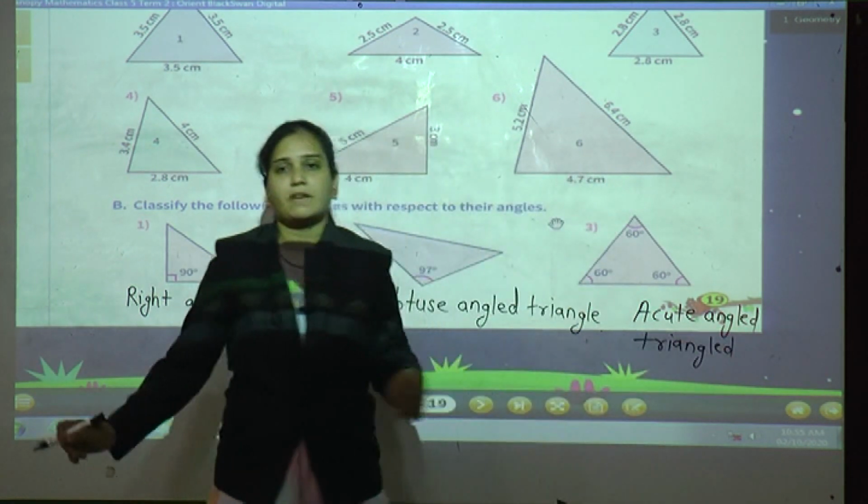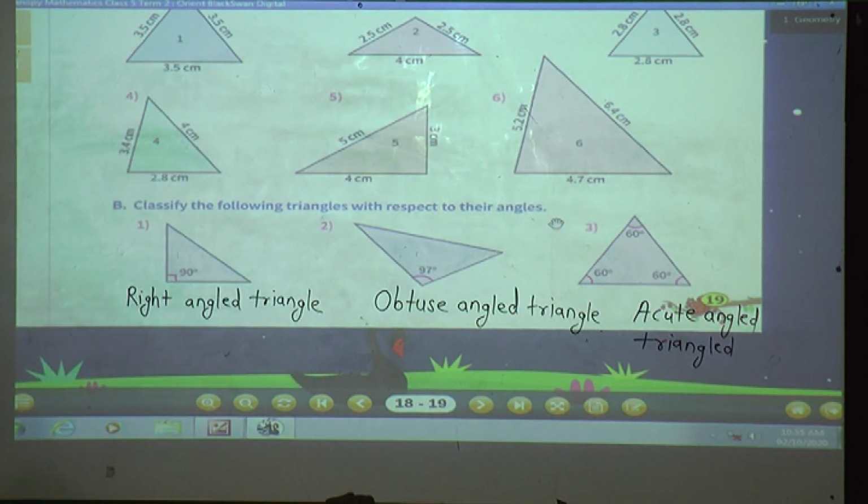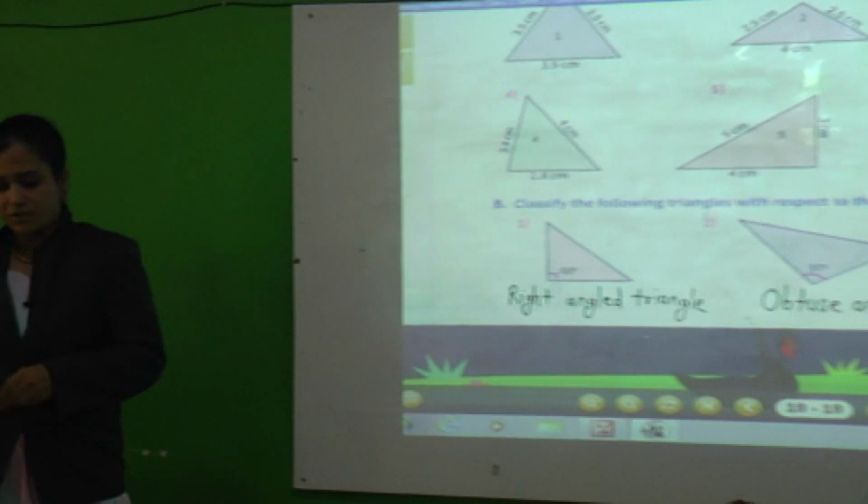So students, we have completed our question number B. In this way, today we have studied the types of triangle: right angle triangle, acute angle triangle, obtuse angle triangle and equilateral triangle, isosceles triangle and scalene triangle. So students, do practice at home how to draw these types of triangle.